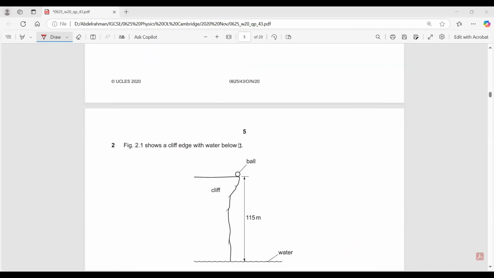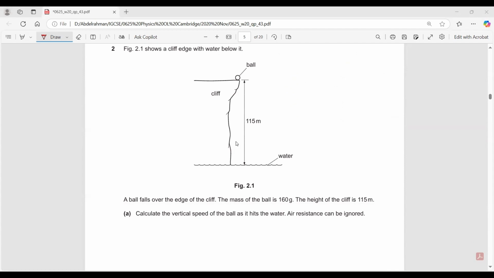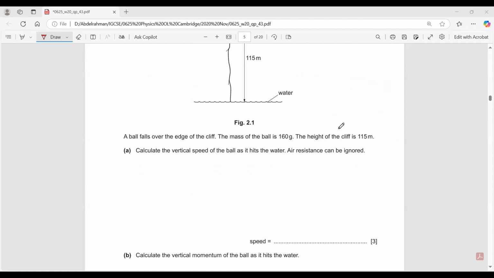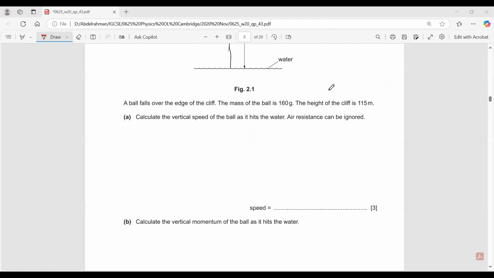Next question. You have water and a ball falling. The ball falls over the edge. The height is 115. The mass is 160 grams. Calculate the vertical speed. Air resistance may be ignored.